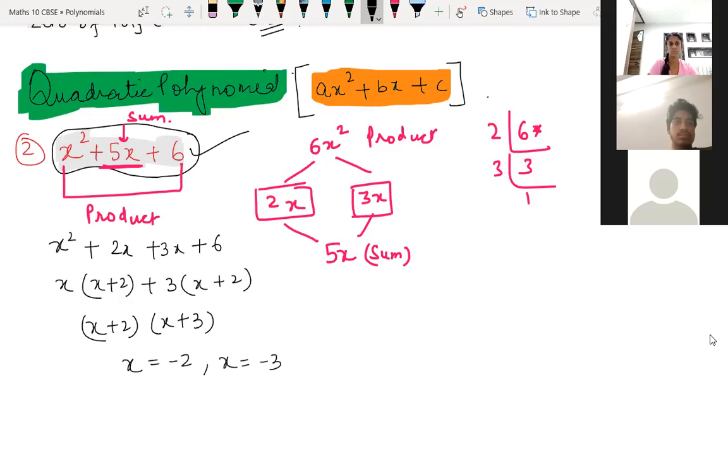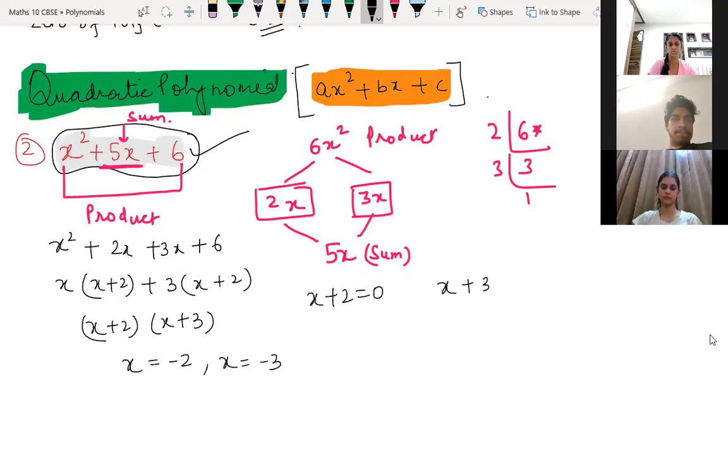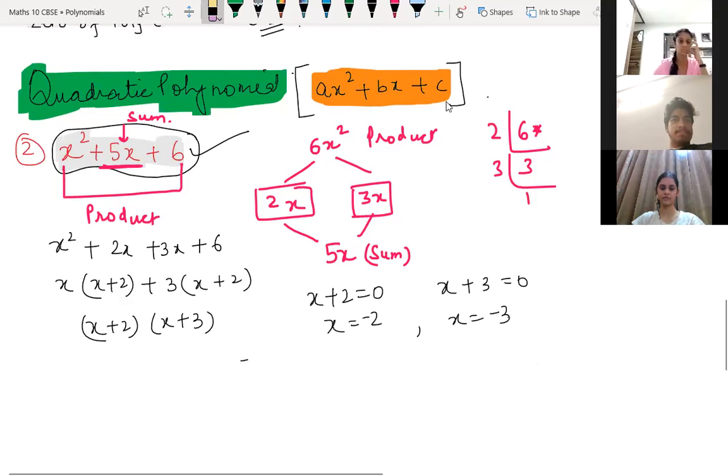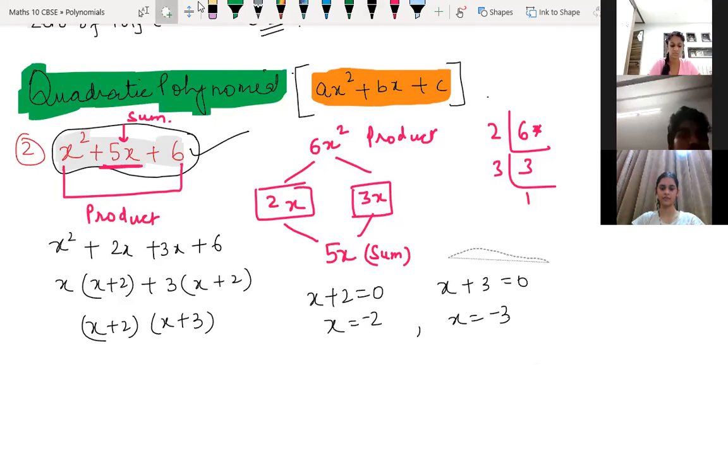How have I written it? Once you take x plus 2 equal to 0 and once you take x plus 3 equal to 0, so we'll get x is equal to minus 2 and x is equal to what? Minus 3. Is it clear, children, till here or not? Hope it's clear because you have read in class 9th only, right? Yes, sir.